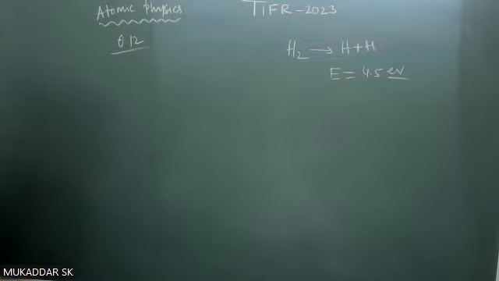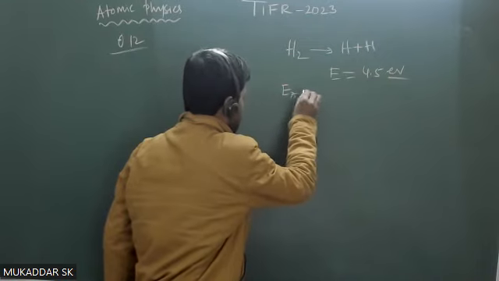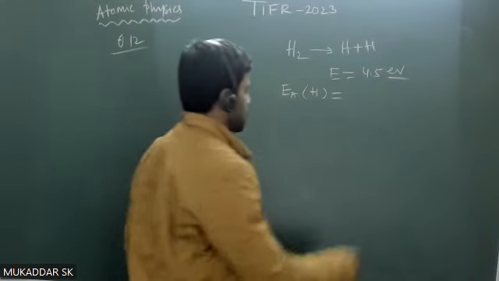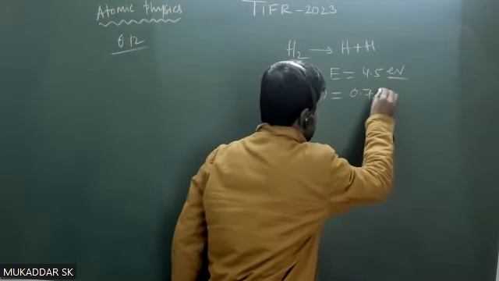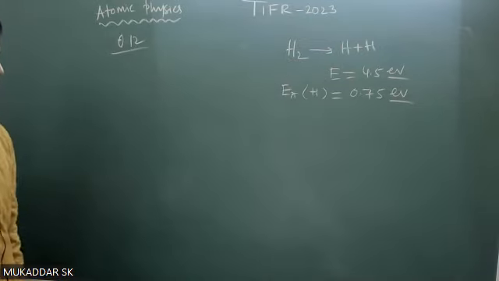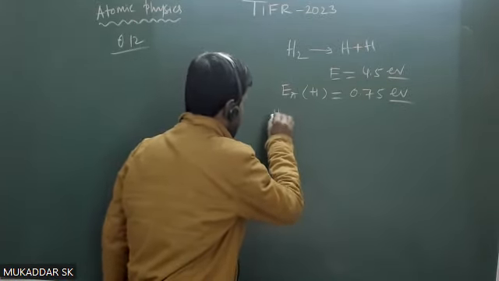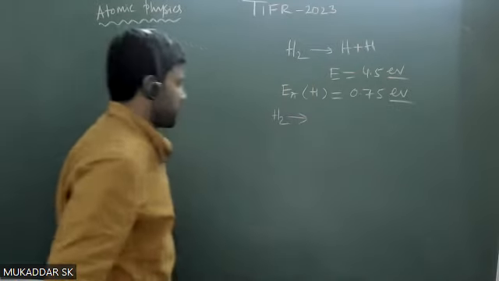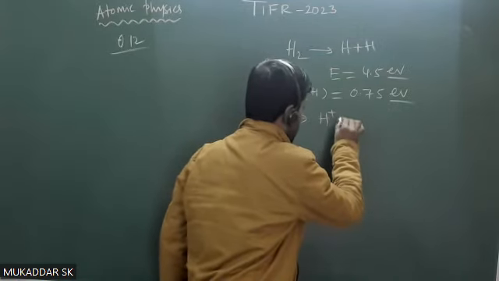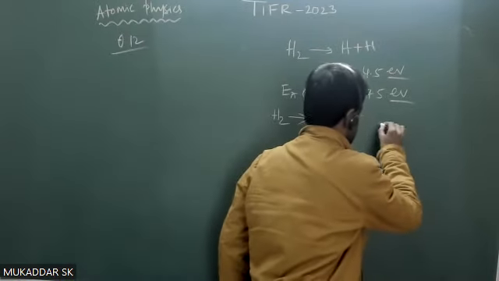They have also provided the electron affinity of a hydrogen atom. That value is given, that is 0.75 electron volts. Then they have asked how much energy is required to dissociate a hydrogen molecule into H plus and H minus ions. So how much energy is required for this? We have to calculate.